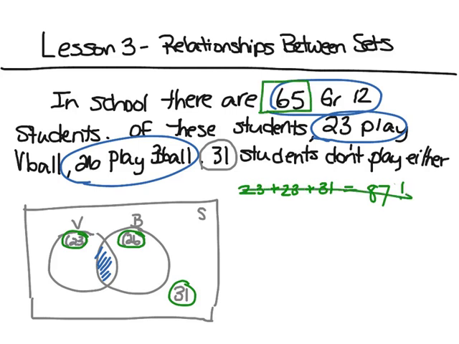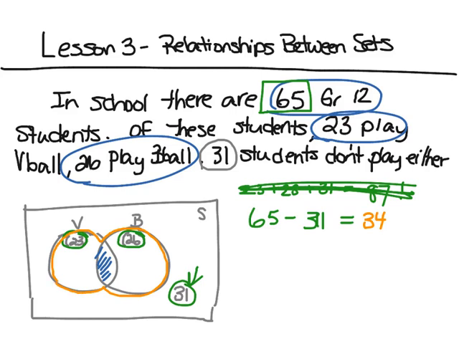So we're going to ignore that. We're going to take our 65 kids and subtract everything that's not in the circle. So we know for sure there's 31 kids who are not in the circle. That means that 34 of them have to be within V and B. So V and B together is 34 kids.